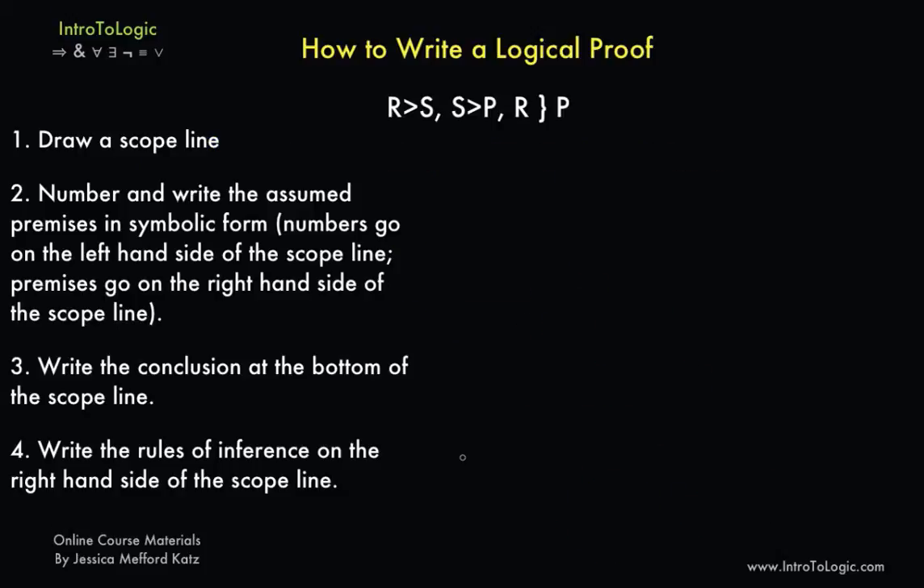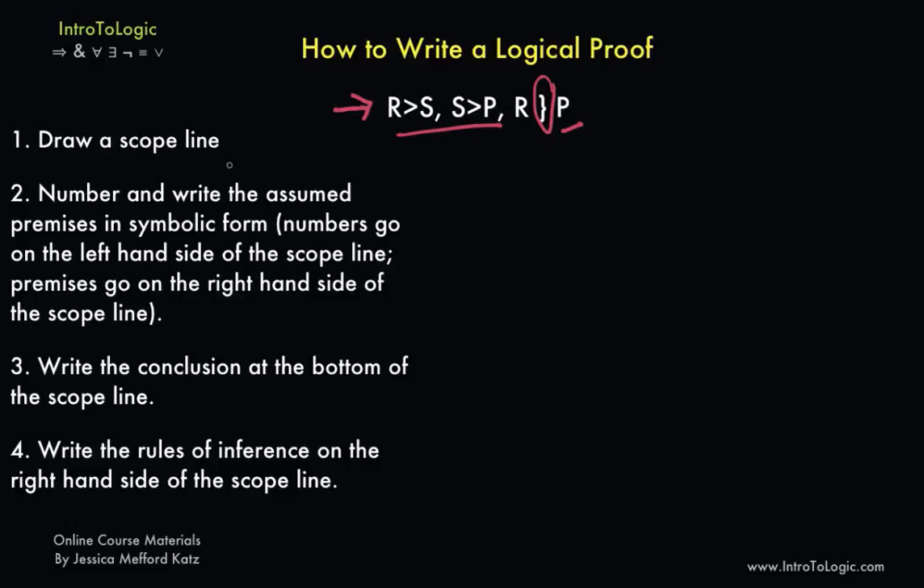Okay, now that we know how to write sequents, let's practice writing logical proofs. Here's 4 easy steps that you can always follow when writing a logical proof. And I'm going to use the following sequent for practice. So recall that on the left-hand side of the bracket is going to be our assumed premises. So we have 3 assumed premises in this case. And on the right-hand side of the bracket is the conclusion that we're trying to derive. So let's write the logical proof.